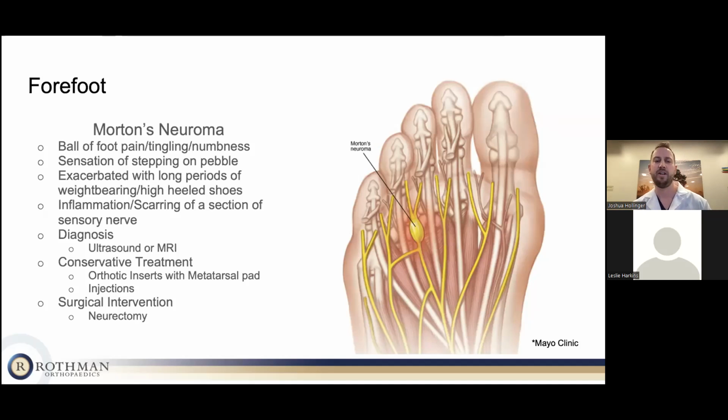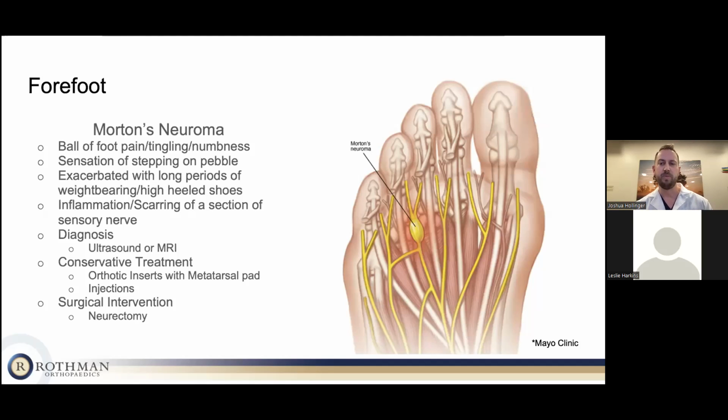The best way I've found to diagnose this is really with musculoskeletal ultrasound. These are still quite small, usually less than a centimeter. And sometimes with an MRI, we pick them up, but we only get small slices of the neuroma. And so I find that an ultrasound can be really helpful.